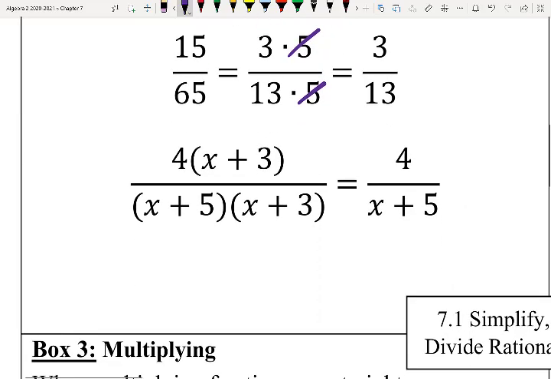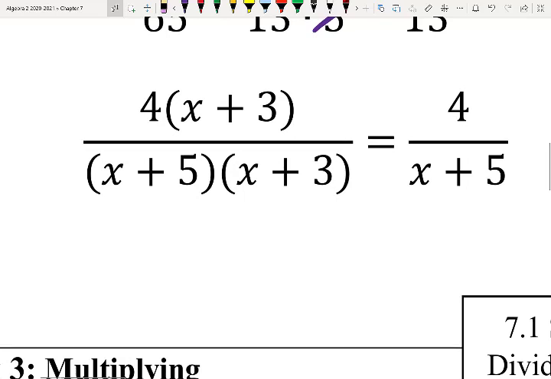Now, in this last one, this is closer to what we'll see. We're starting to deal with some expressions on both top and bottom. In this case, they're already factored out for us. We didn't need to do that factoring. But we can see on both top and bottom here, my numerator and my denominator have this parenthesis in common that has x plus 3 inside. Because that parenthesis was on both top and bottom, it canceled out and reduced away. So we were able to reduce that and just be left with 4 over x plus 5.